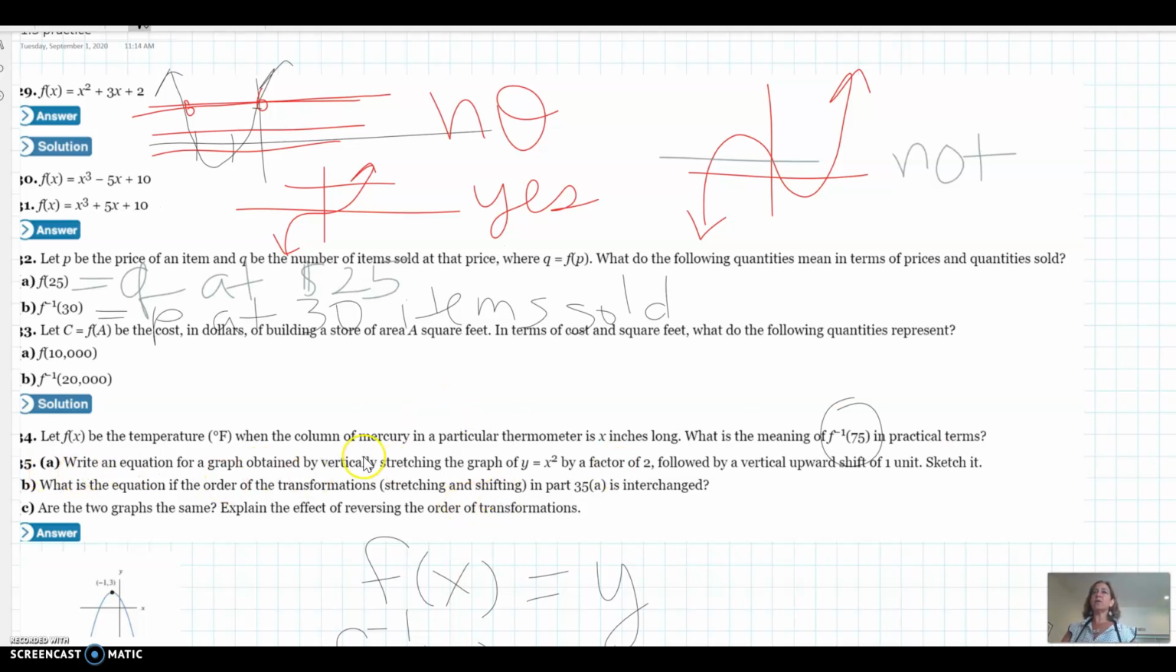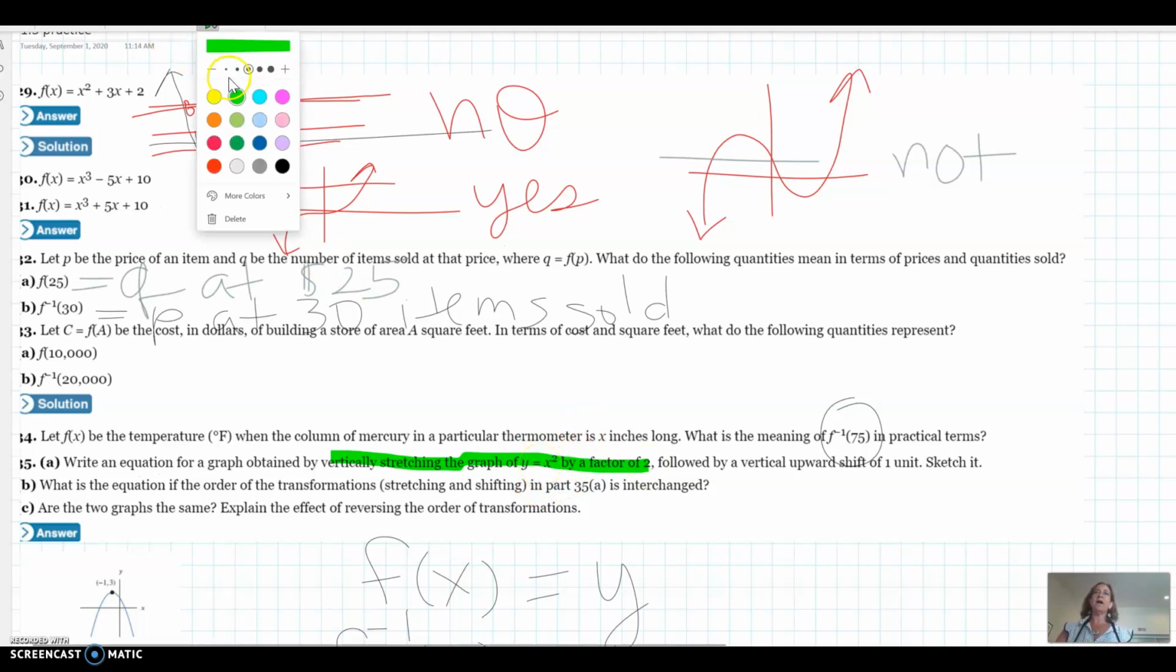Number 35 is going a little bit more to our transformations, not an inverse transformation, but taking an actual function and moving it around. So they want to vertically stretch this graph by a factor of 2. So that means you multiply the entire output by 2. So I take the whole x squared and multiply it by 2. And then after that, I want to shift it up by 1. So then after I've stretched it, I'll add 1 to the final answer.